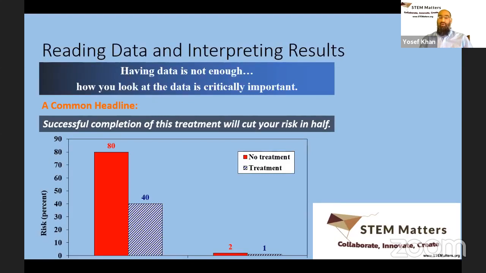If your risk of a certain disease or certain illness is 80% and the treatment cuts it in half to 40%, well, that's wonderful. That's earth-shattering. But what if the risk is 2 and it reduces it to just 1? And so context really, really matters when we think about interpreting results and understanding data.